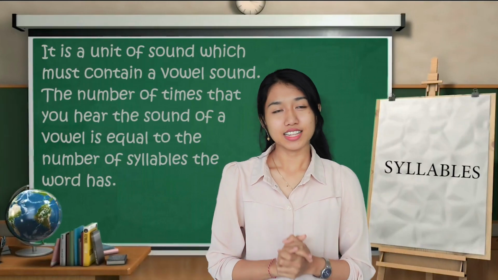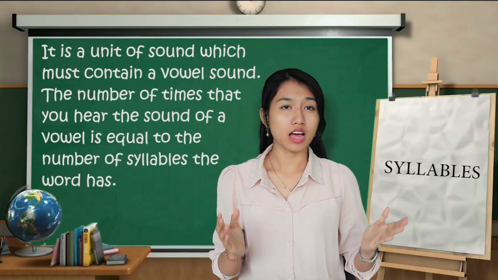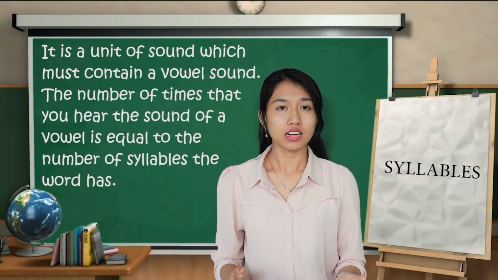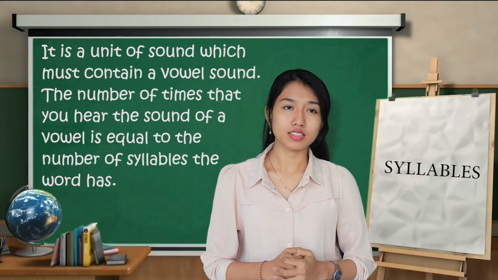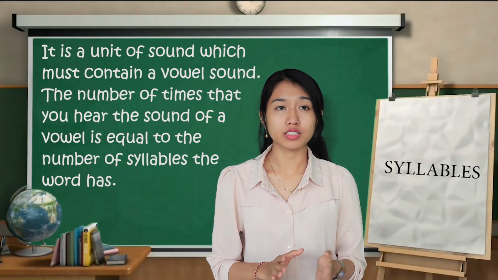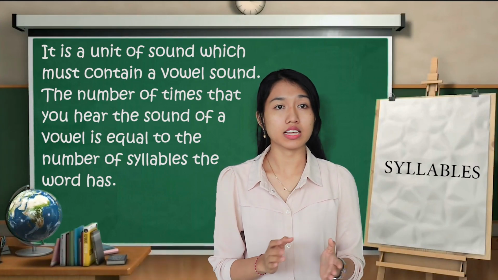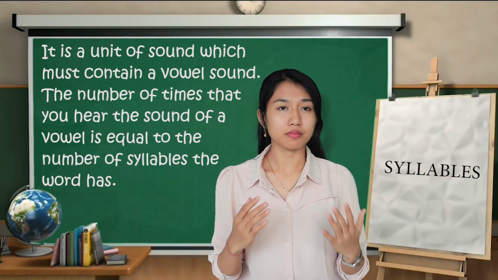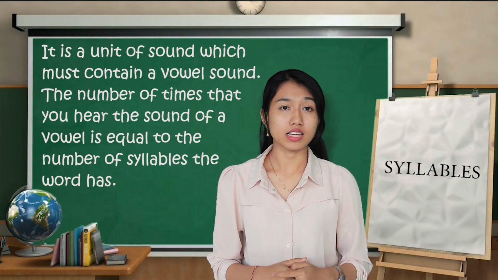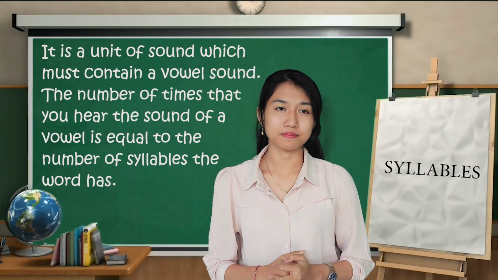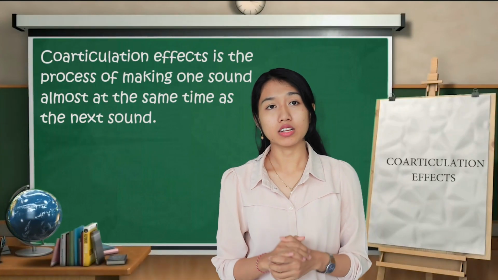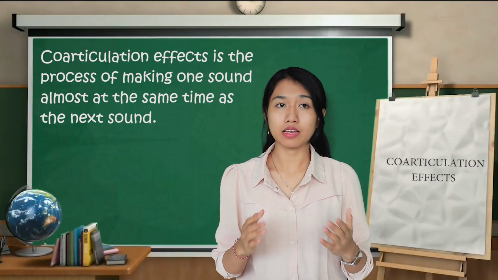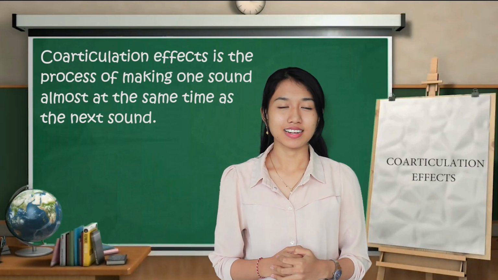Syllables. A syllable is a unit of sound which must contain a vowel sound. The number of times that you hear the sound of a vowel is equal to the number of syllables the word has. The basic elements of the syllable are the onset and the rime. Coarticulation is the process of making one sound almost at the same time as the next sound.